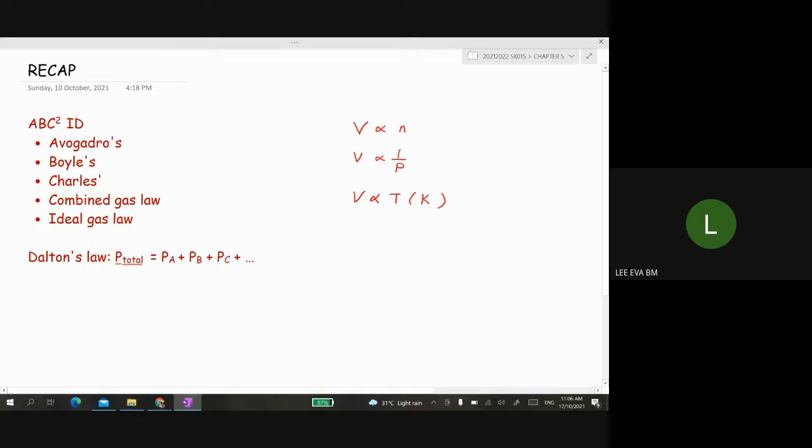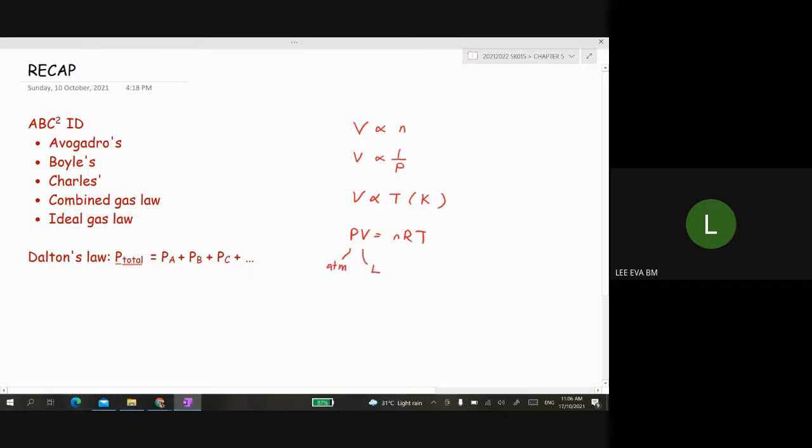Okay. And then your combined gas law, where we combine Boyle's and Charles' laws, and ideal gas law, you have a formula. What is it? What is the formula for ideal gas law? PV equals nRT. Okay, very good. PV equals nRT.